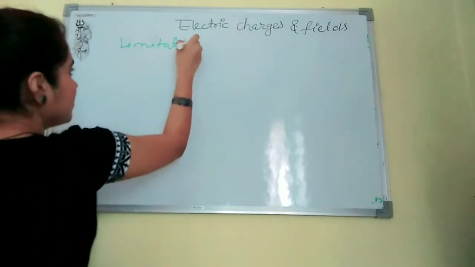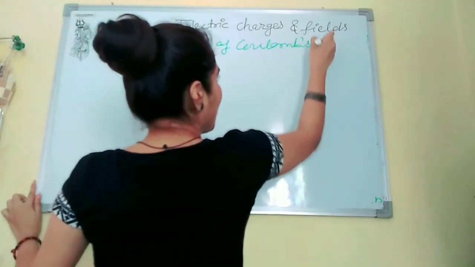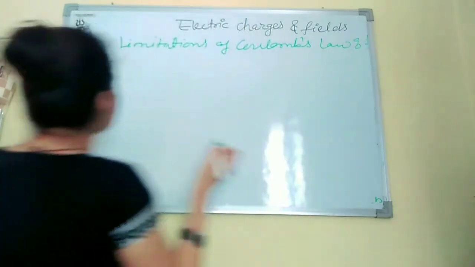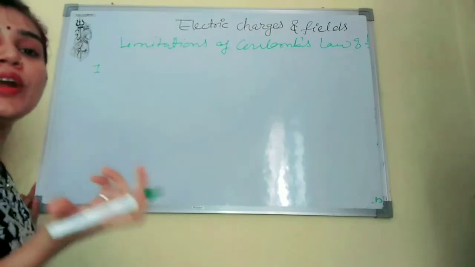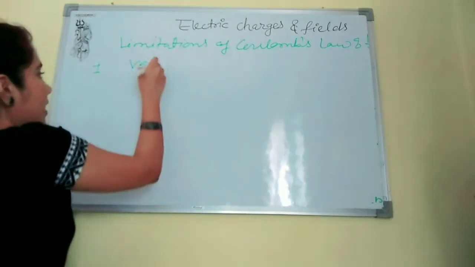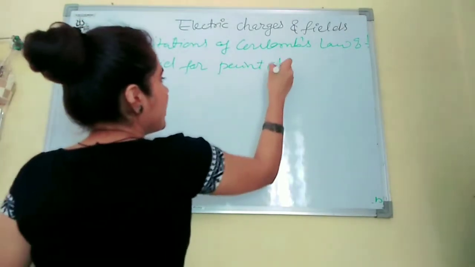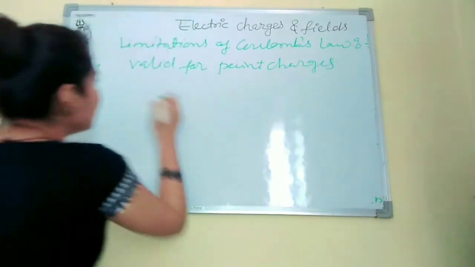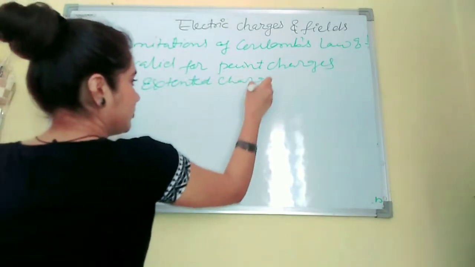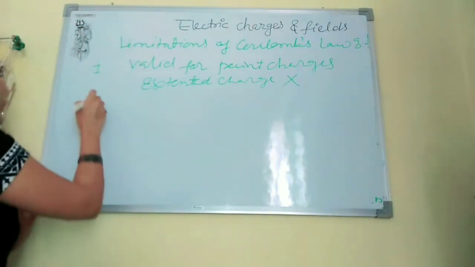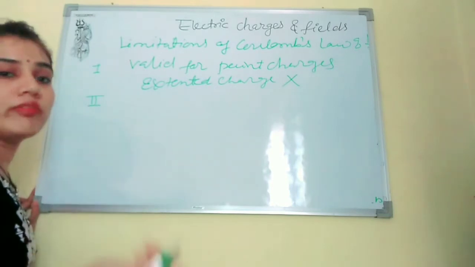Limitations of Coulomb's law. So the first is that it is only valid for point charges. This is valid for point charges, not valid for extended charges. Not applicable. Second, when both charges are in motion, then it is not valid.